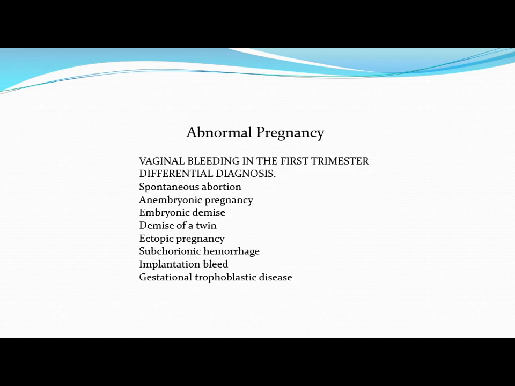Abnormal pregnancy, vaginal bleeding in the first trimester. Differential diagnosis: spontaneous abortion, embryonic demise of a twin, ectopic pregnancy, subchorionic hemorrhage, implantation bleed, and gestational trophoblastic disease.